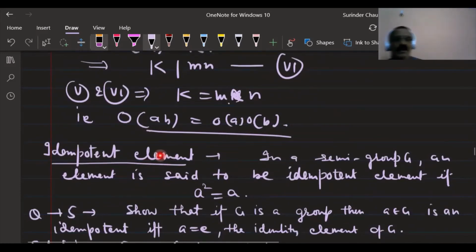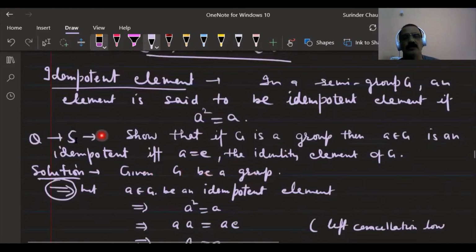Now, an important idea: the idempotent element. In a semigroup G, an element a is said to be an idempotent element if a squared is equal to a. Now we prove some results based on this. Show that if G is a group, then a belonging to G is an idempotent element of G if and only if a is equal to e, the identity element of G.